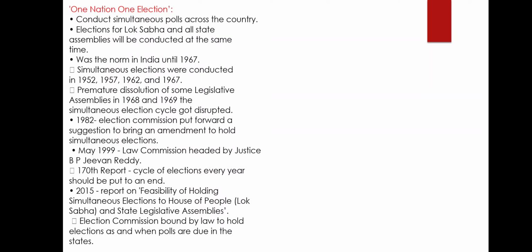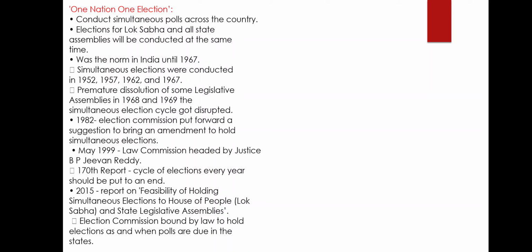Later, the Standing Committee on Personnel, Public Grievances, Law and Justice submitted its report on the feasibility of holding simultaneous elections to the House of the People and the state legislative assemblies in December 2017. Following this, the government asked the Election Commission whether One Nation, One Election was possible. The Election Commission replied that it is possible only if amendments were made to the Constitution and the Representation of the People's Act.